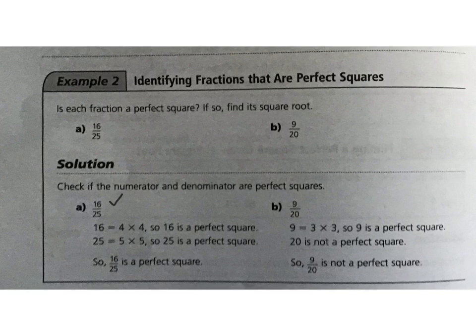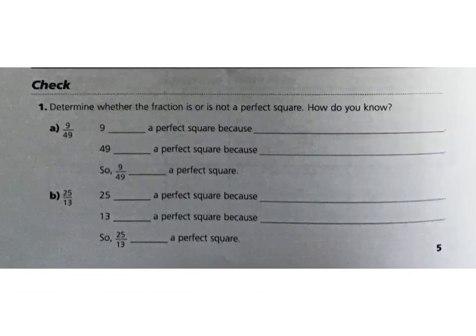We can get it by multiplying 4 times 4. 25 is on the list. We can get it by multiplying 5 times 5. So 16 25ths would be considered a perfect square. For 9 20ths, 9 is on the list, but 20 is not on the list, right? There's 16 and then it jumps all the way to 25. So because 20 is not on the list, the whole fraction would not be considered a perfect square. So you have to check top and bottom, and you can reduce. Sometimes it doesn't work, but then when you reduce the fraction to lowest terms, it works. So watch for that.